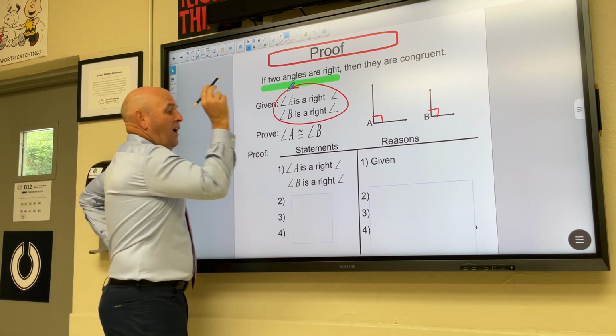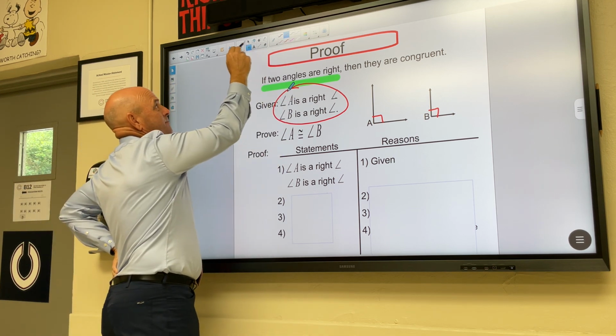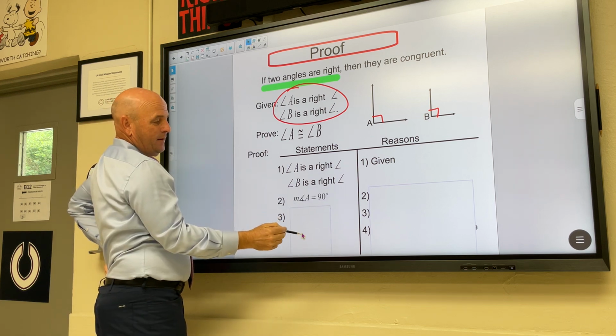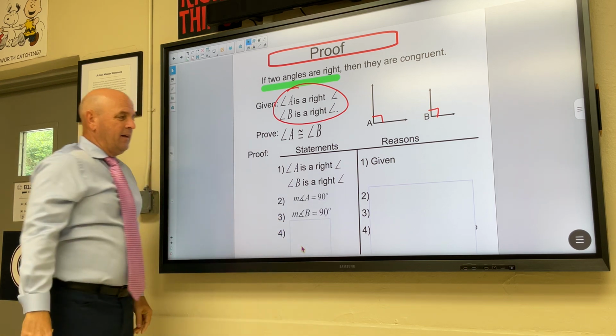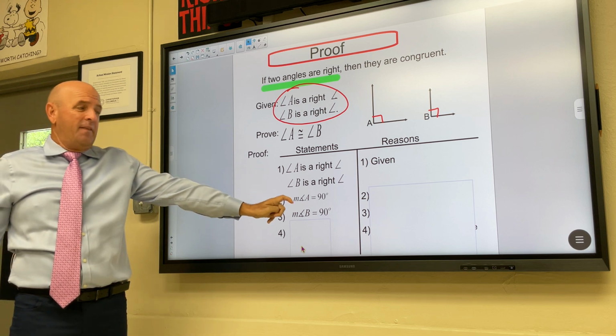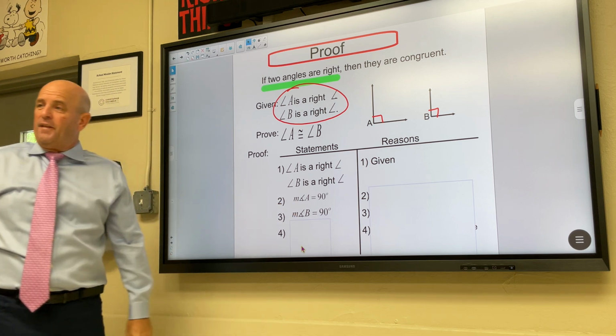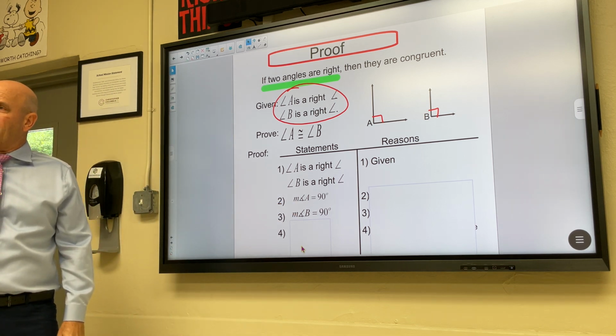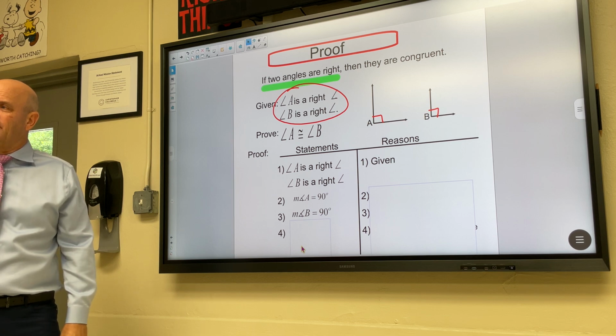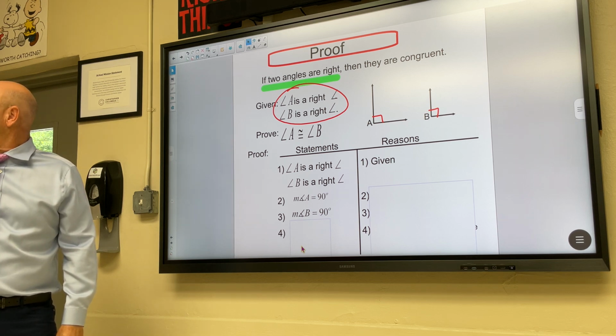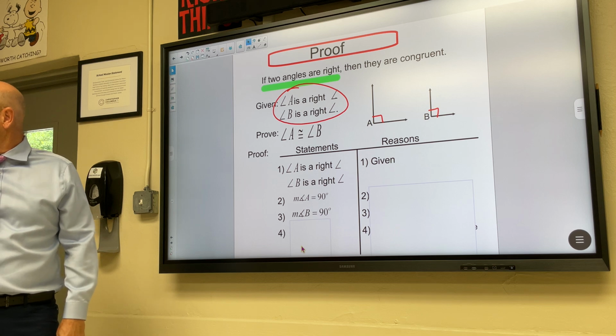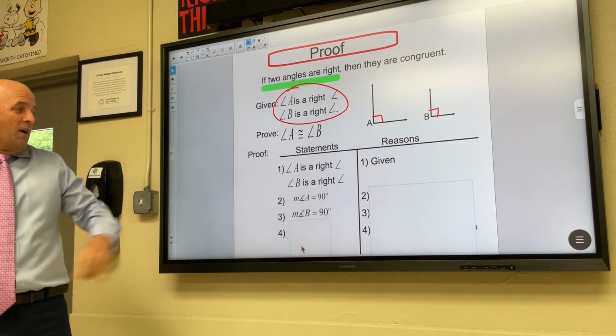So, if they are right, then I can say they're 90 degrees. If A is right and B is right, then A equals 90 and B equals 90. That's pretty logical, isn't it? Here's the hard part. Let's go, Luca in the back. What's the reason?